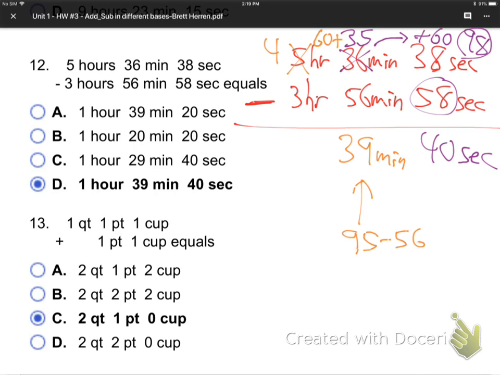So there it is. Everybody see what I did there? These two make 95, don't they? And then 4 minus 3 is 1 hour. There it is. 1 hour, 39 minutes, 40 seconds. Base 60 mathematics. Good? Just a real-life application of other base systems.